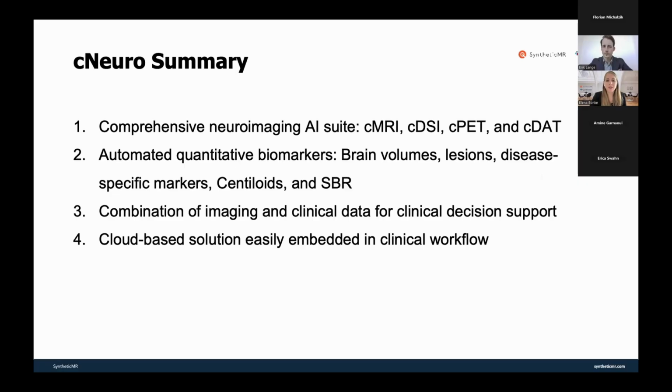We can automatically produce biomarkers such as brain volumes, lesions, disease-specific markers, centiloids, as well as striatal binding ratios. We can combine this imaging data also with clinical data for really helping with clinical decision support. And given that it's a cloud-based solution, it can be easily embedded in the clinical workflow, and it also allows us to produce updates on a regular basis. As you can see from the slides, we have a few more recent additions that are presented today.